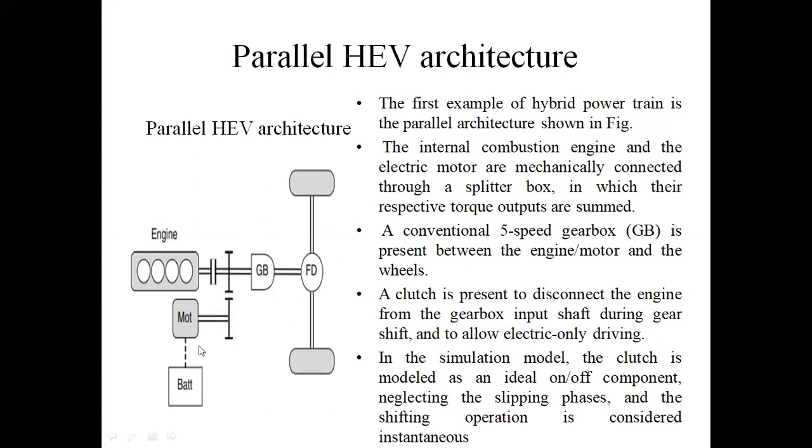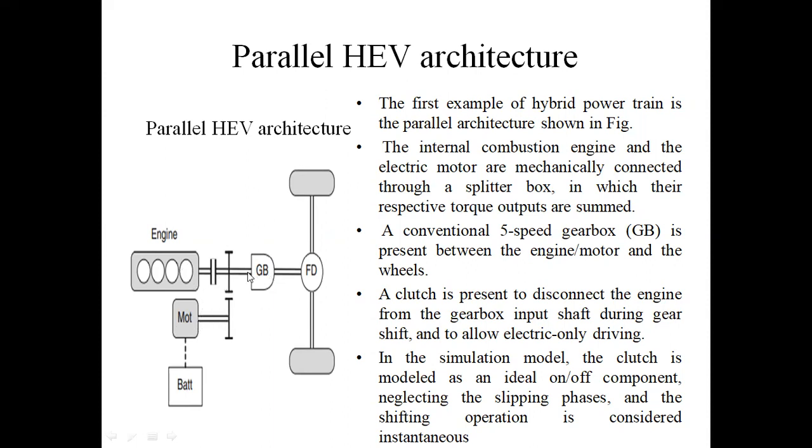In this parallel hybrid vehicle, there is an engine and a motor. This is a battery bank. This battery bank is connected to the motor input, and the motor output is connected to the clutch. The dotted lines are the electrical links. These thick lines, the two lines, are the mechanical links.